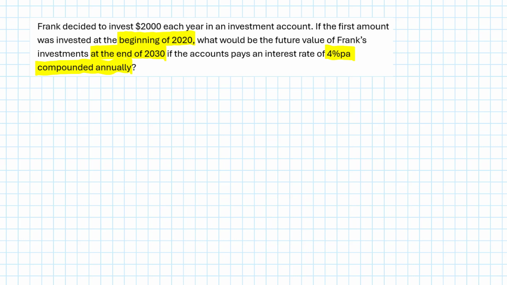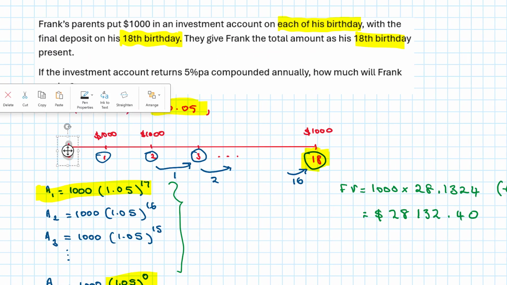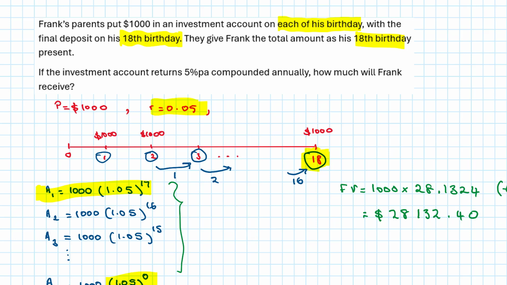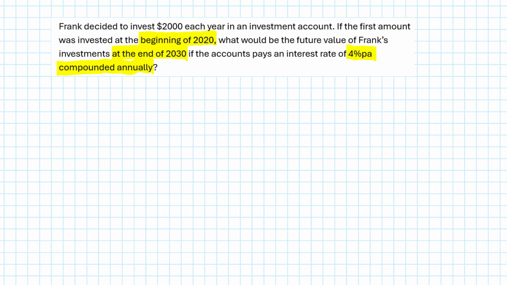Okay, so notice this question's different to the last one because here we're looking at investment happening at the beginning of each time period. In annuity questions, you can assume that the payments are made at the end of each time period, a bit like this birthday where the first payment is at the end of the first year. So you can assume that's the case unless the question tells you otherwise.